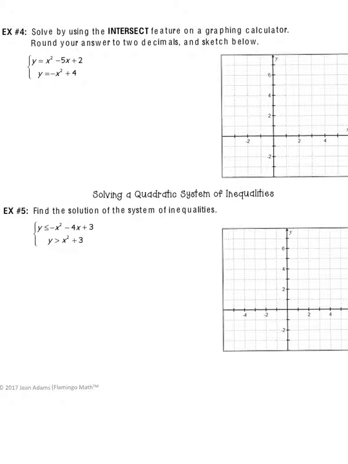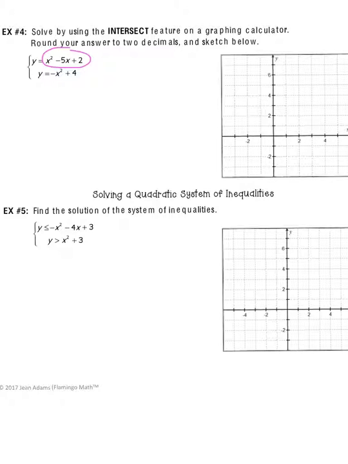So for example 4, it's more of the same. Again, I want you to use that intersect feature on your calculator. This time I'll show you what it looks like. This particular one, you're not going to have nice happy integers. So I'm going to go ahead and graph this first one in pink. So I'm going to put this in y sub 1. When I do that, I'm going to have the following values.